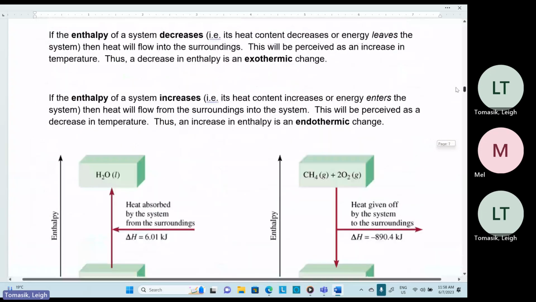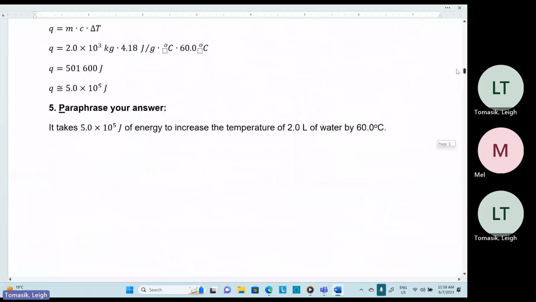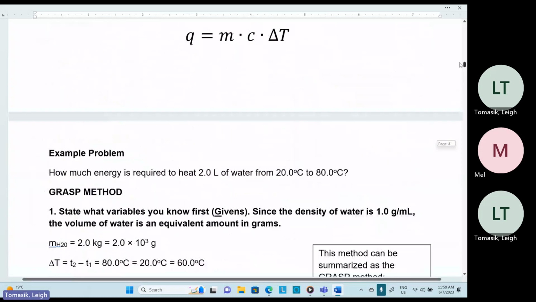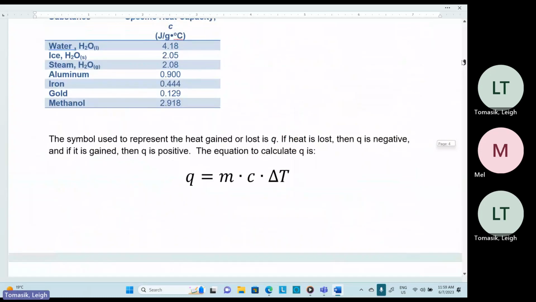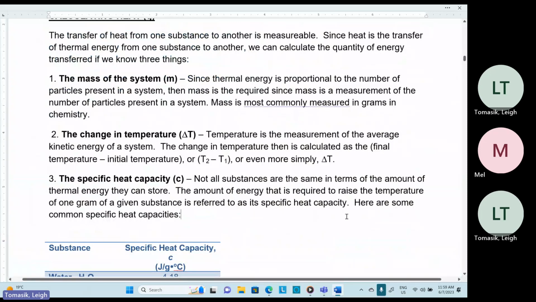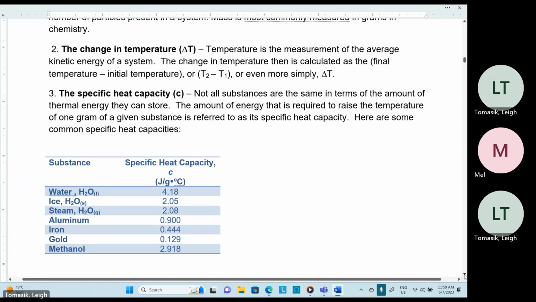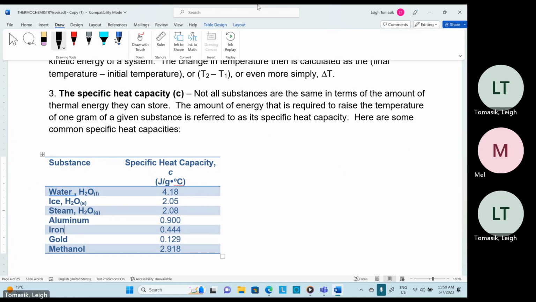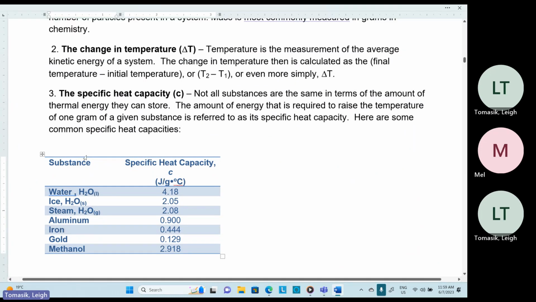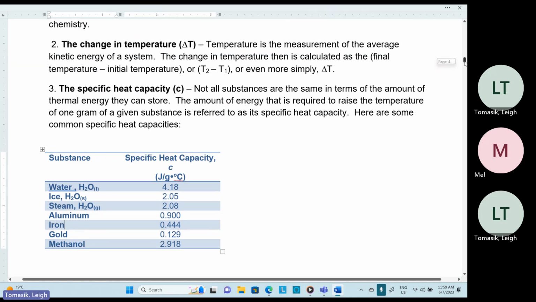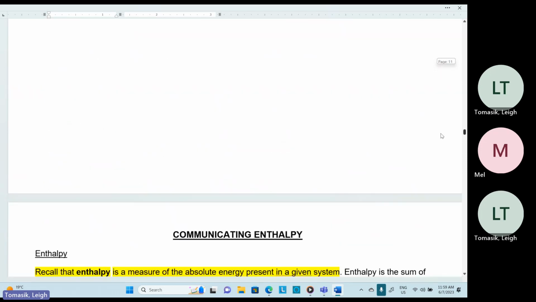We use the chart right here on, what page is it? Page 4. So on page 4, you have the specific heat capacities. When you're doing the heat calculation for something increasing in temperature, you're going to use that and the Q equals mc delta T formula.